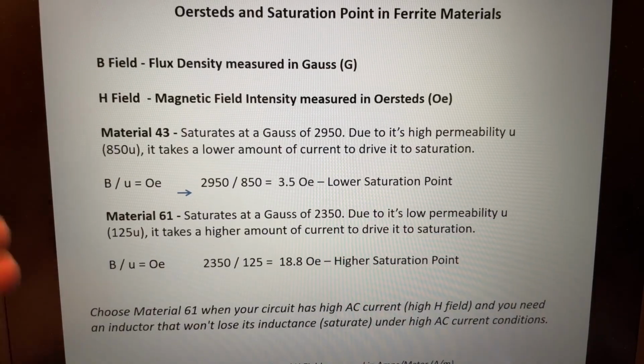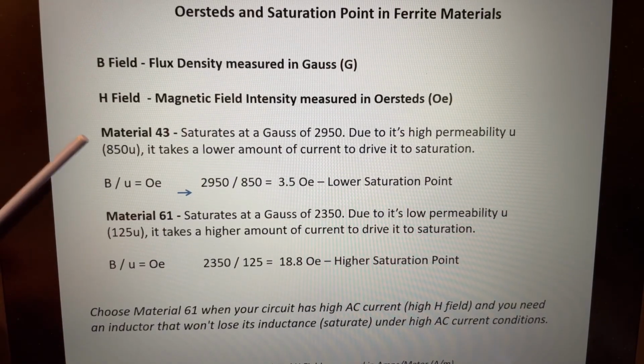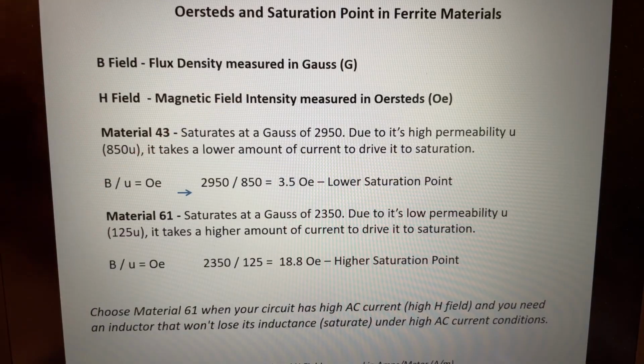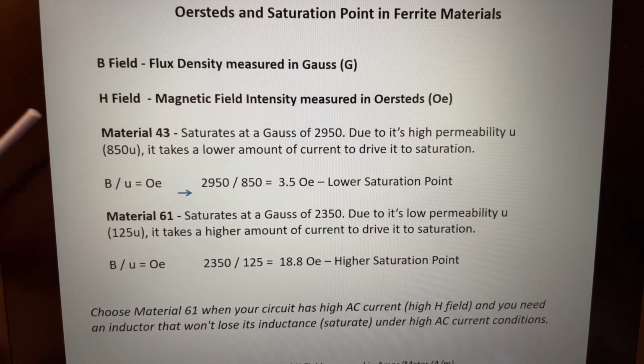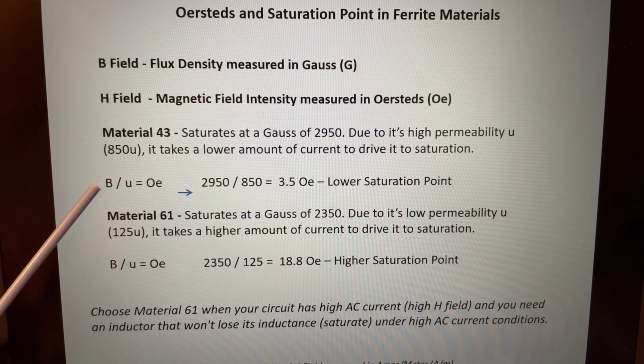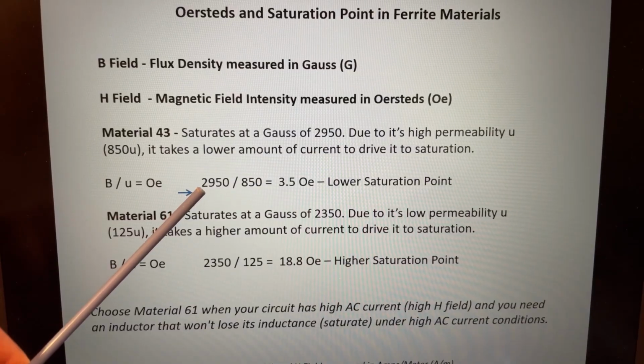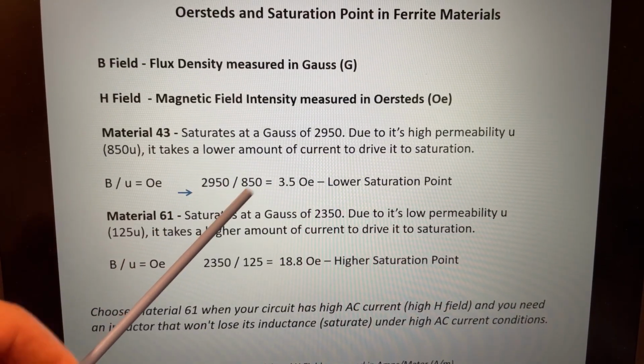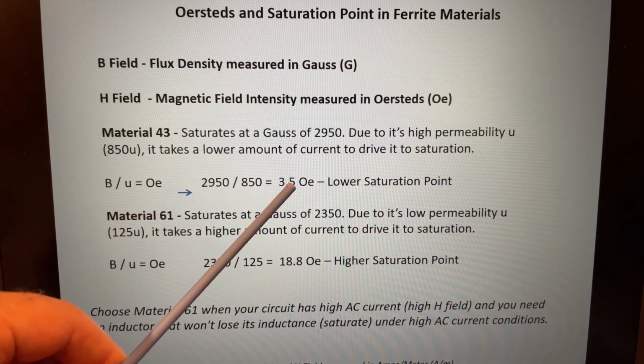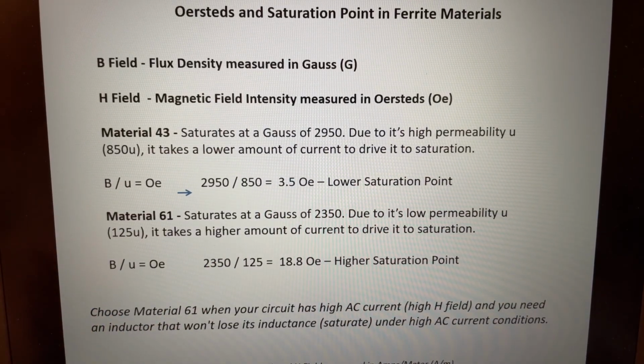If we do the calculation, this makes it very clear why material 43 saturates at a much lower point. So yes, it has a higher Gauss, and maybe some of you are wondering about that. Well, the Gauss rating, the B, is higher, so why does it saturate sooner? Here's the formula. It's pretty simple. You basically take B divided by the permeability, and it gives you the Oersteds. So we said 2950 divided by 850 is Oersteds of 3.5. So that's a much lower saturation point. It takes a lower current to saturate.